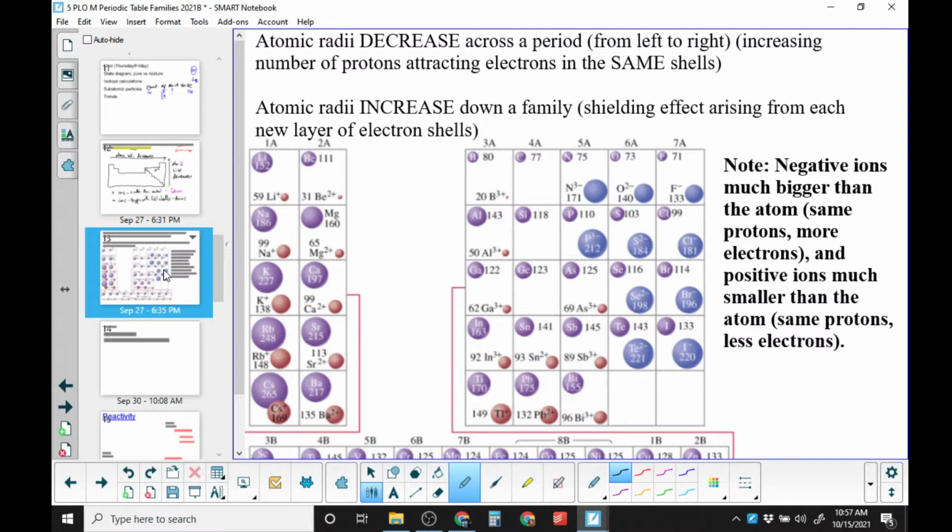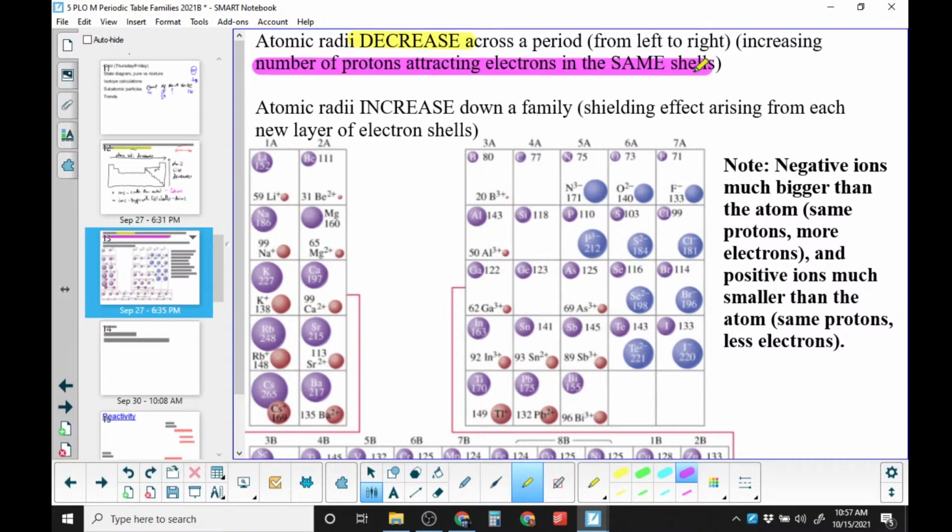I'm just a little confused about what gets smaller. As you go to the right, what's happening to the size? It gets smaller. So atomic radii are decreasing across the period from left to right. And here, it's the number of protons attracting the electrons in the same shell.